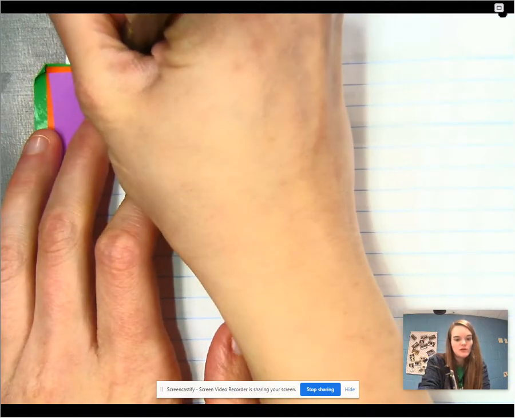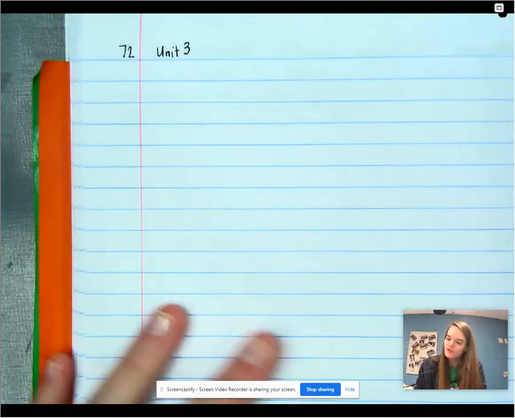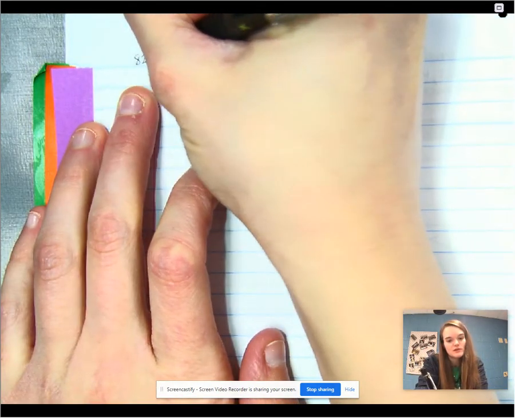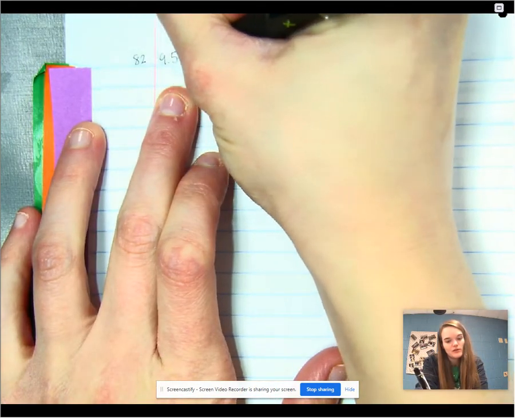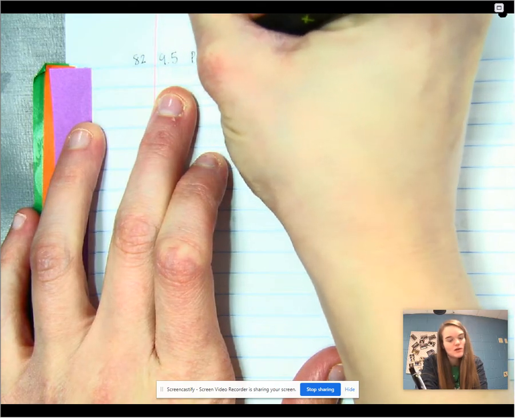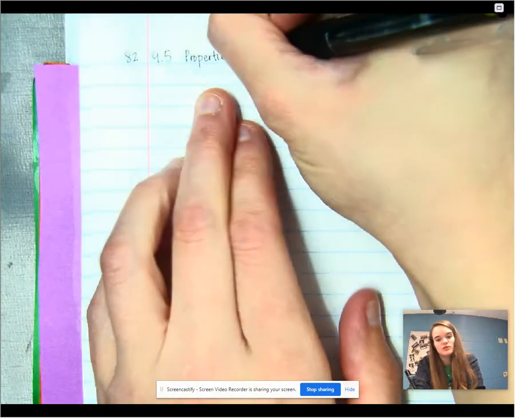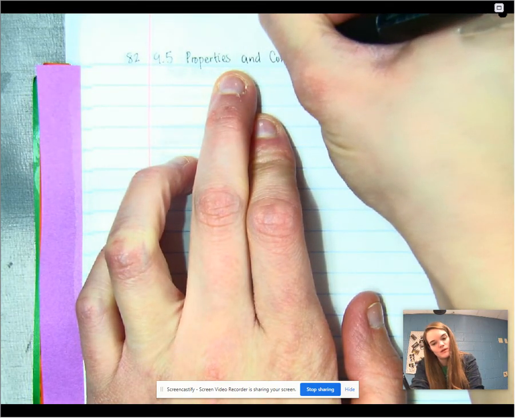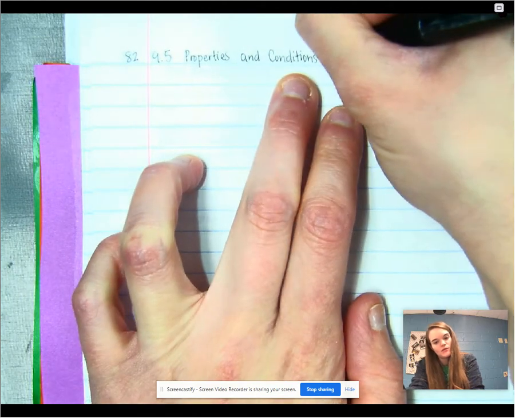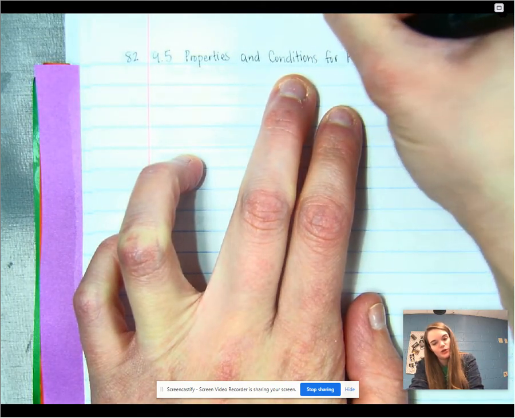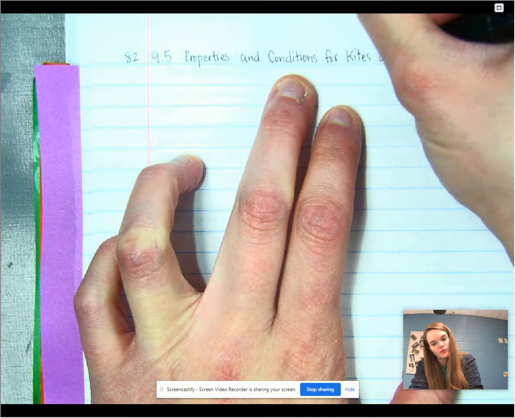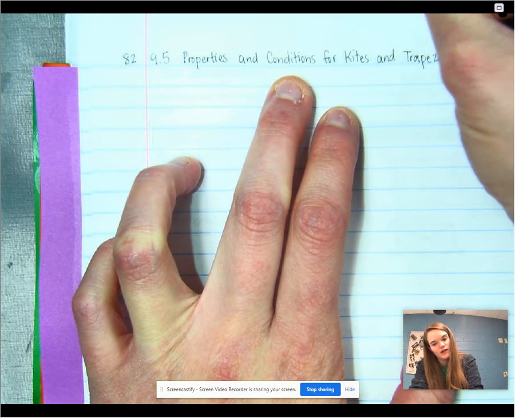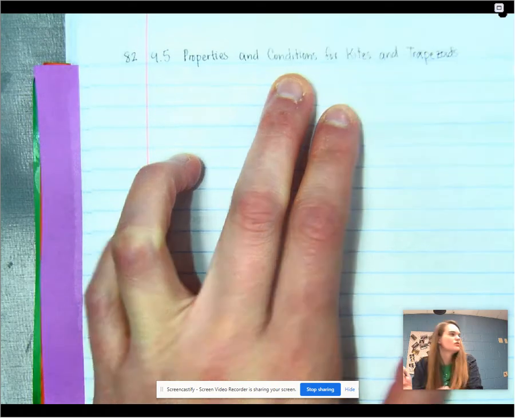So 82, make sure it's properties and conditions. Yes, 9.5, properties and conditions for kites and trapezoids. We're going to learn about kites today and trapezoids tomorrow, or in the next lesson, the next video. These are the last special types of quadrilaterals, okay?